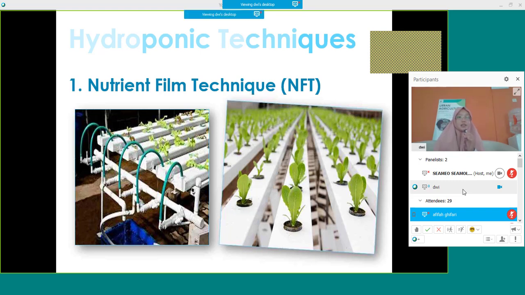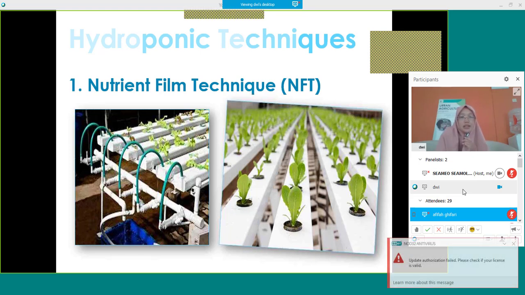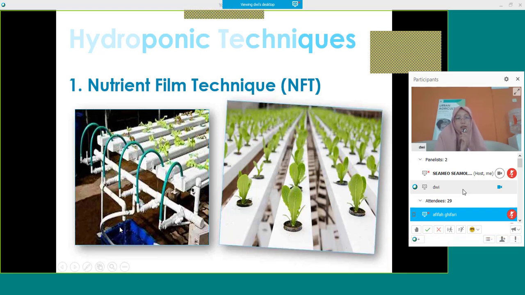So in this system, we use a flat growing surface, and the nutrient rich solution will continuously run along the growing surface media, and the waste of the nutrient solution will go back into the reservoir of the nutrient solution.